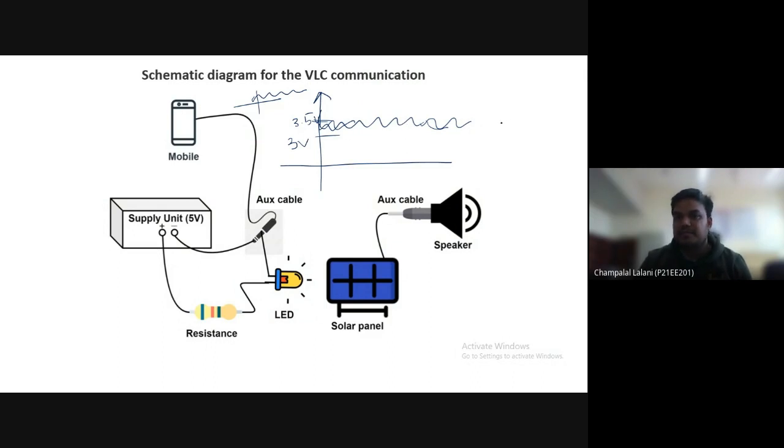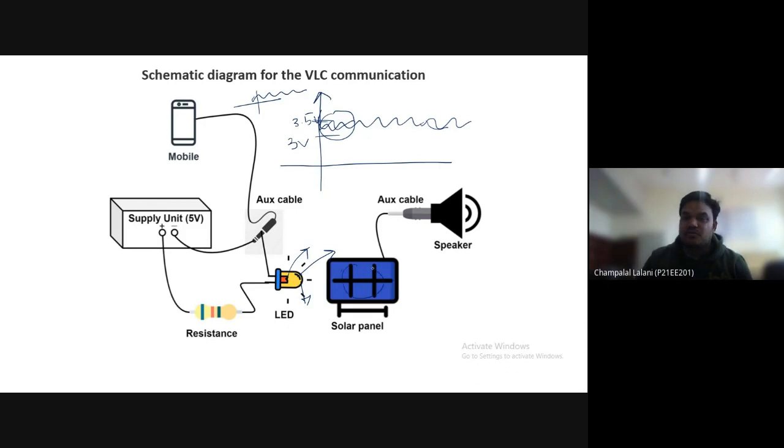Now at the receiver, what is happening? At the receiver, this is a solar cell. First the song is played, so the light will glow as per the intensity of the song. If the volume of the song goes high, then the light intensity will increase. If the volume of the song goes low, then the intensity of the light goes low. So the intensity of the light will be according to the volume of the song.